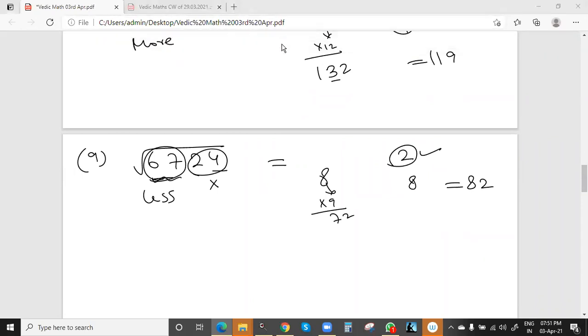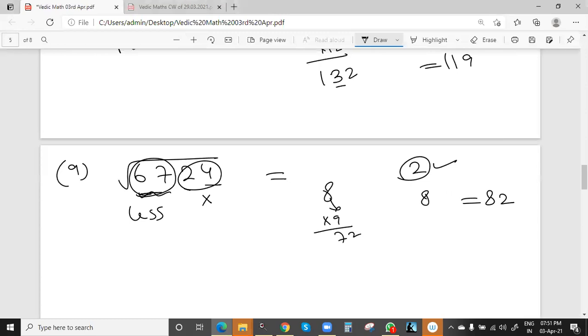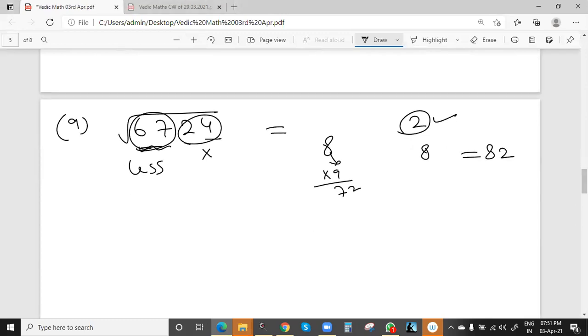Rahul, Ananya, Diksha, Steve. Steve, please make the correction. 82 is the right answer. Okay, sir. Right now. Next question, 10th number.